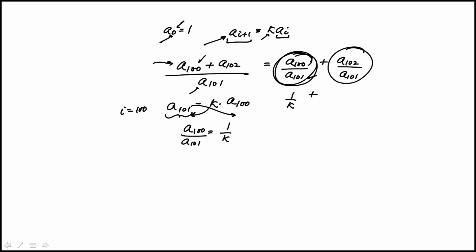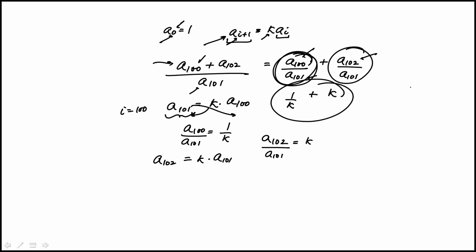Now I need to figure out A102 over A101. So if I replace i with the 101, this becomes k times A101, which means A102 over A101 is simply k. So it's the reciprocal of the ratio here, whereas here it's just the ratio. So the answer is just 1 over k plus k, which is choice D.